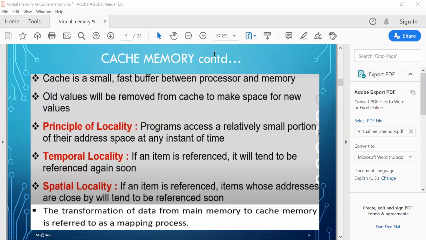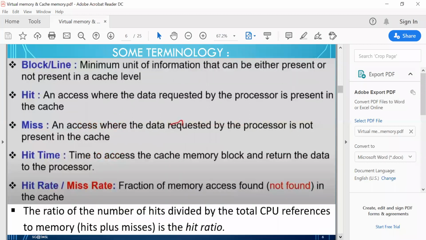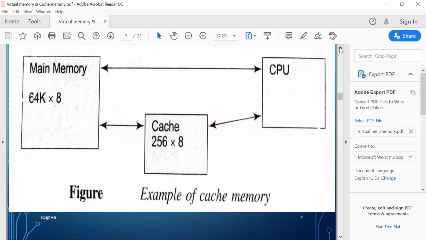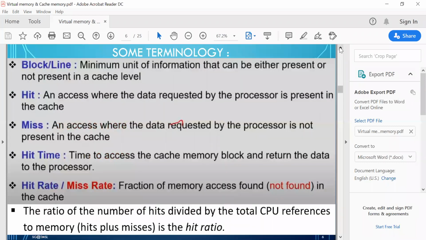And how this mapping process can be done, this will be done. Okay, so I will discuss the mapping process later, but before this one, you must be familiar with some terminology with respect to this cache memory concept.